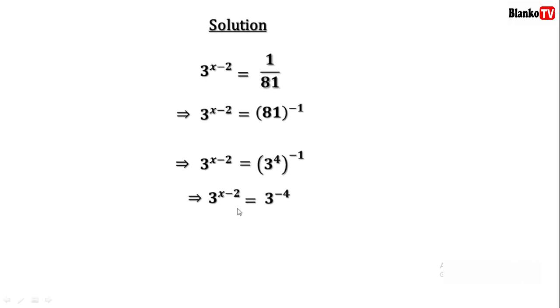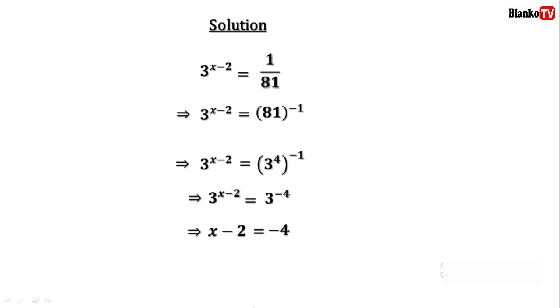Okay, so now the bases are the same. We have 3 raised to the power x minus 2 equals 3 raised to the power negative 4. So we now have a common base, which is what? 3. So we can equate the index or the exponent and then solve for x. I hope you are following it. So we have x minus 2 equals negative 4. x minus 2 equals negative 4.